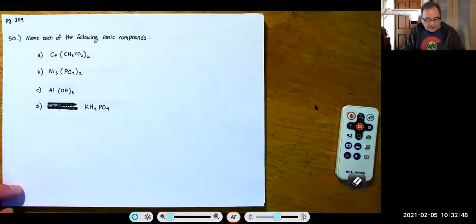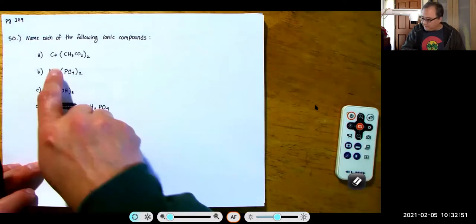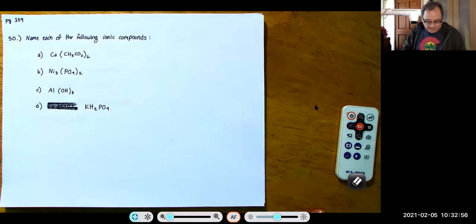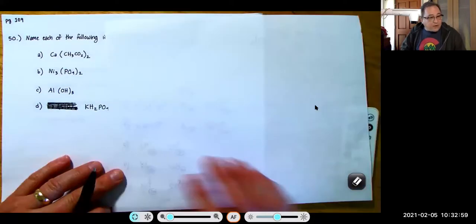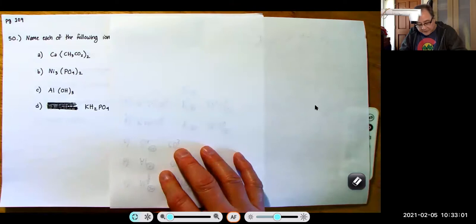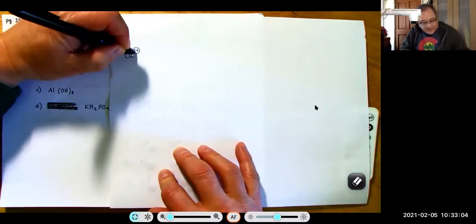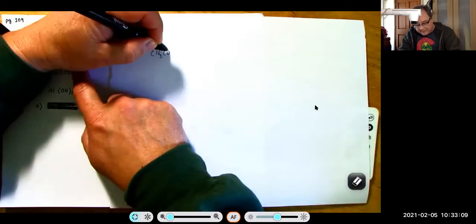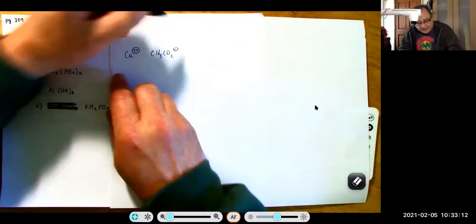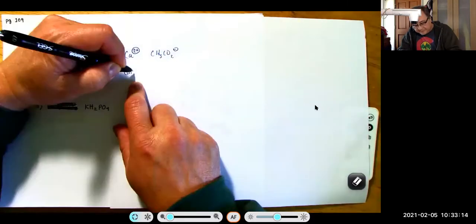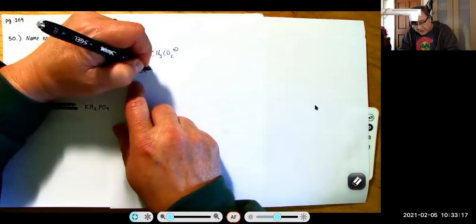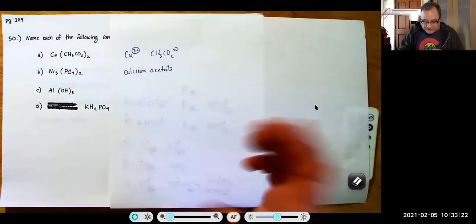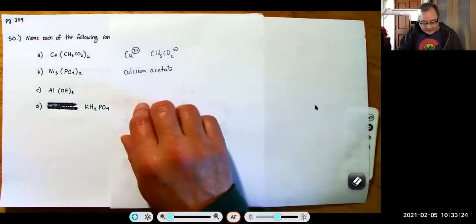Name each of the following compounds. We'll do this one very quickly. Just a couple of them. So here, this is the one where I told you need to figure out the ions first. So you've got calcium ion, and you have the acetate ion. So the name of this is calcium acetate. And you'll notice I kind of skipped naming the ions and just put the names together and left ion out of it: calcium acetate.